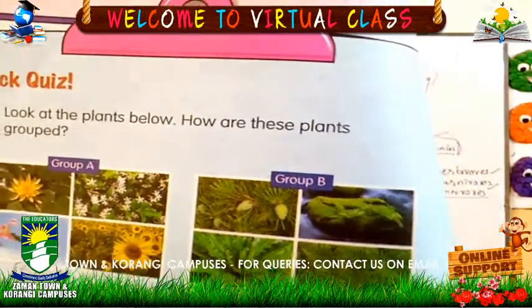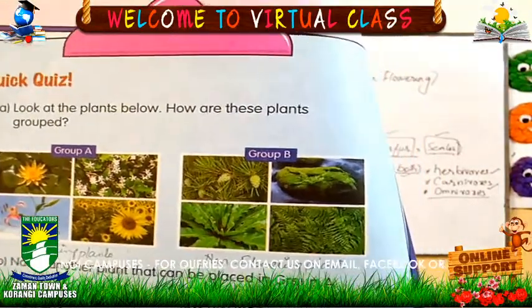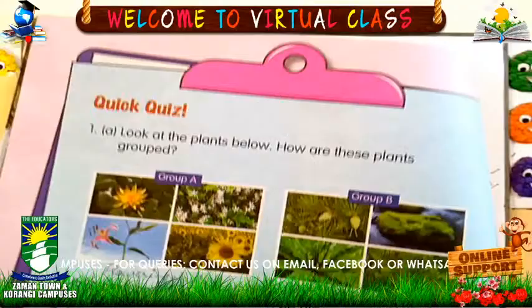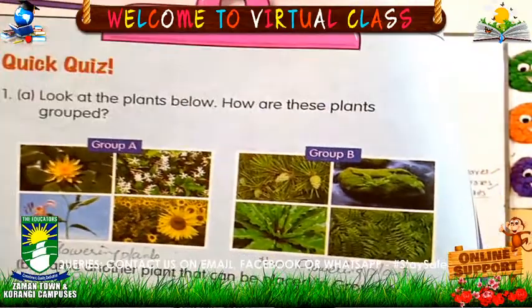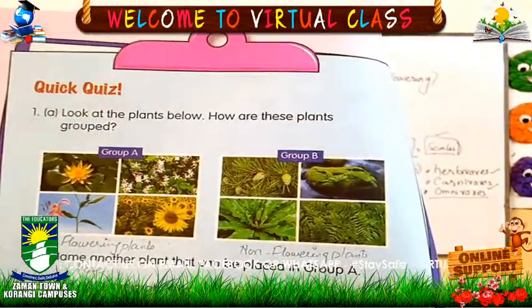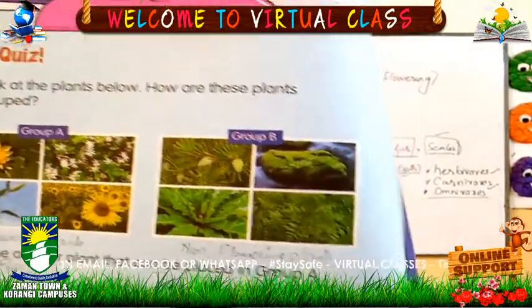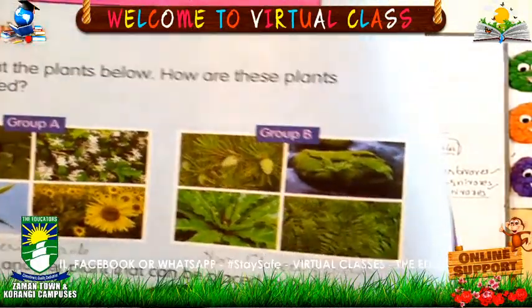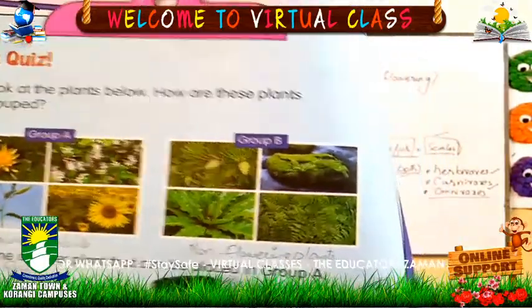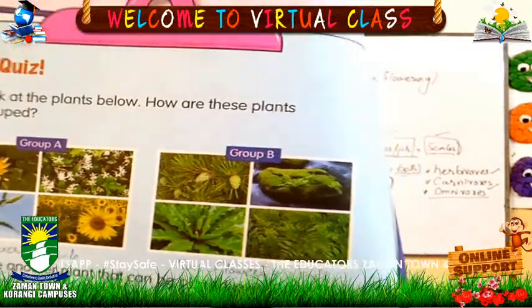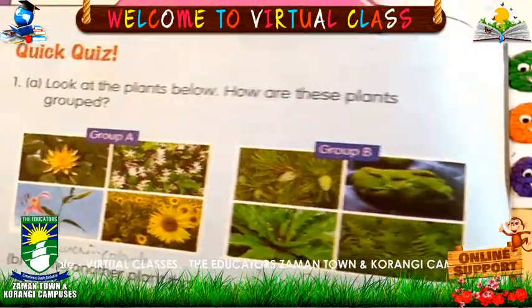Now we are moving toward group B. Here we have to recognize how these plants are being grouped. We can see there are no flowers. We know the plant which does not produce flowers, we call them non-flowering plants. So what do we have to write here? Non-flowering plants. Spelling N-O-N, non. You have to put a small dash over here. Non-flowering, F-L-O-W-E-R-I-N-G, flowering plants, P-L-A-N-T-S. Okay.